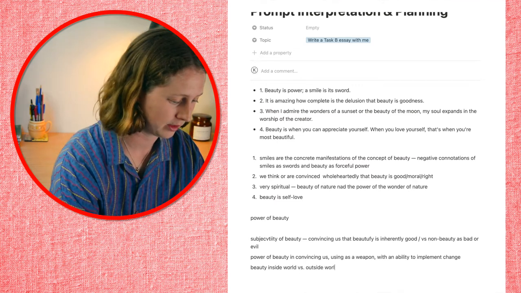Okay. Now, my approach to task B is kind of different to task A because of the structure that I use. If you don't know the structure I use, go check out my task B video, which I'll link. But I use a reflective style pretty much, and I go into it in a lot more detail in my course. So if you want to know how to write a reflective style essay, then sign up for the course.